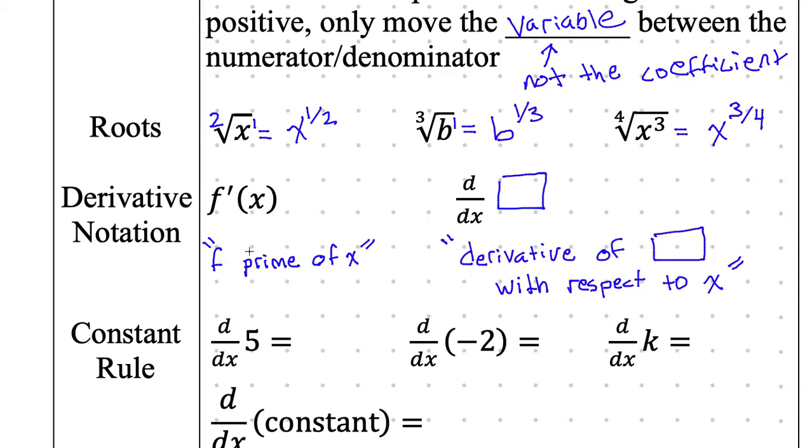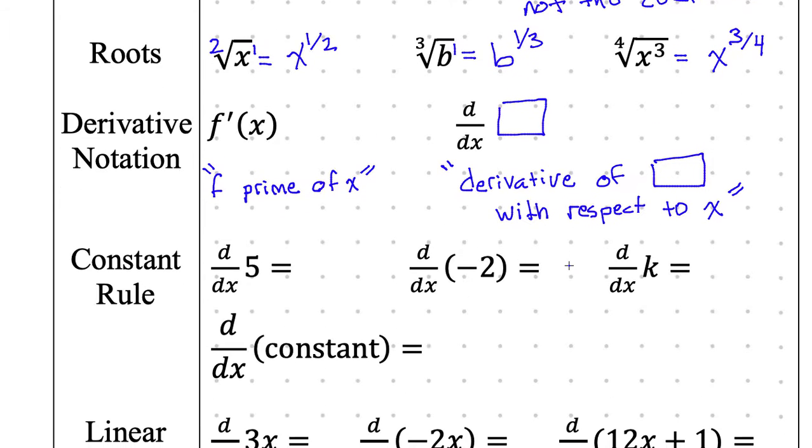So you guys are going to say f prime of x after me. 1, 2, 3. F prime of x. Good, all right. And then we're going to say derivative of, and we'll pronounce this blank. Derivative of blank with respect to x. 1, 2, 3. Derivative of blank with respect to x.